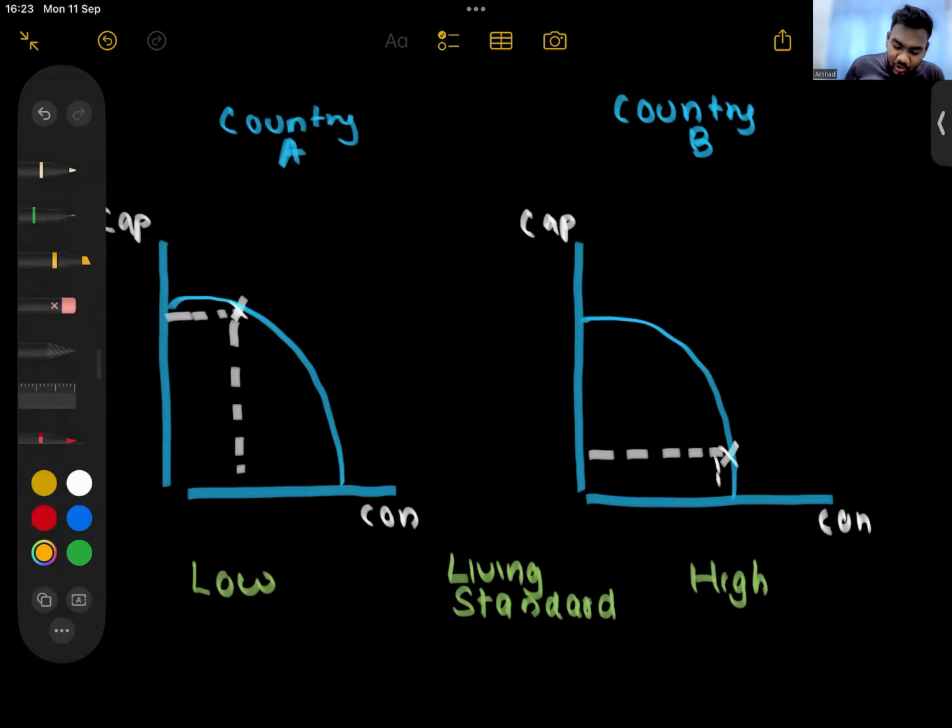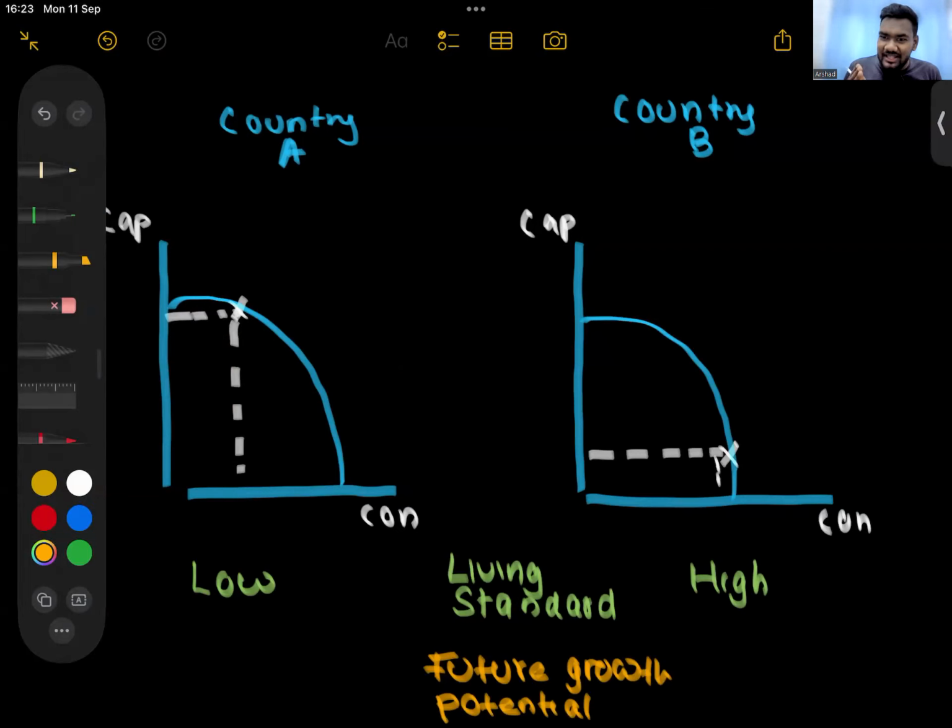Then what can we tell about future economic growth, guys? Future growth potential. What can you tell about this? Tell me which economy will grow a lot in the future. Which economy is going to have high amounts of economic growth in the future, A or B?